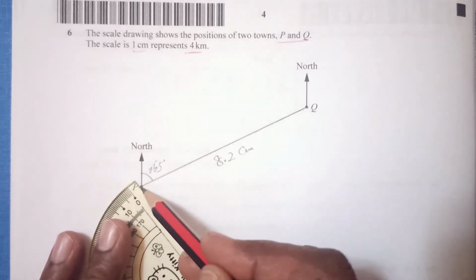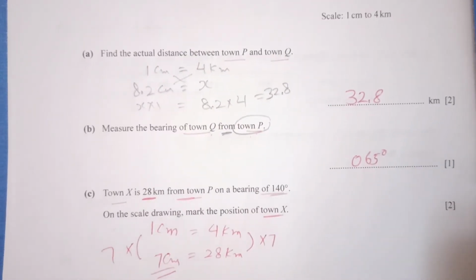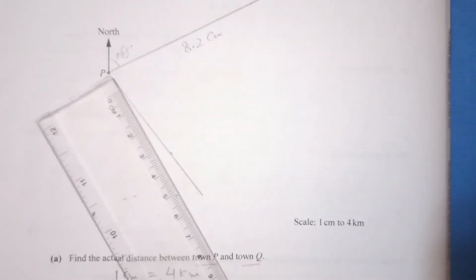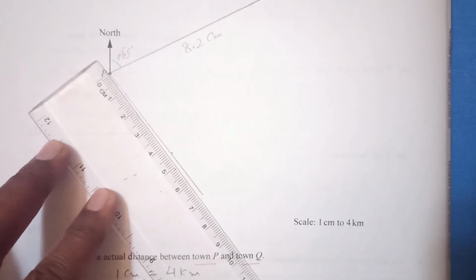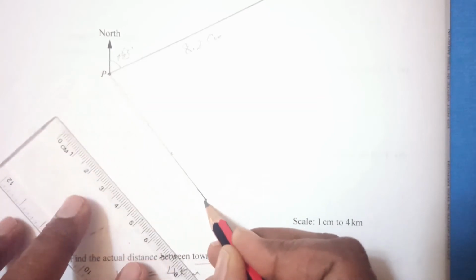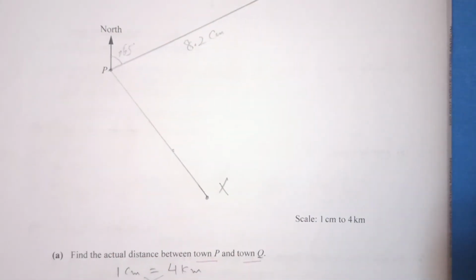We can just draw a rough line first, then we will see where our X is. X should be at 7, right? So 7 centimeters. We need to measure 7 centimeters from here, from P. So 7 centimeters are here. So this is point X at this point. So that's it for this question.